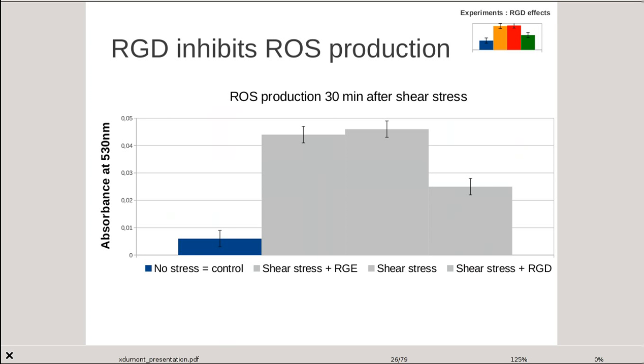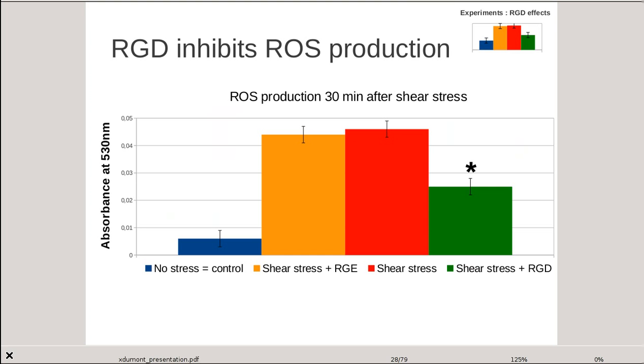After that, they also experimented on the effect of RGD on other reactive oxygen species. They measured absorbance to obtain gross concentration at the end of stress. Without stress, we observe a basal level of reactive oxygen species. With stress, with or without RGE, we have an important increase in production. And with addition of RGD, we observe an intermediate response. Therefore, the inhibition observed of hydrogen peroxide can be generalized to other reactive oxygen species.